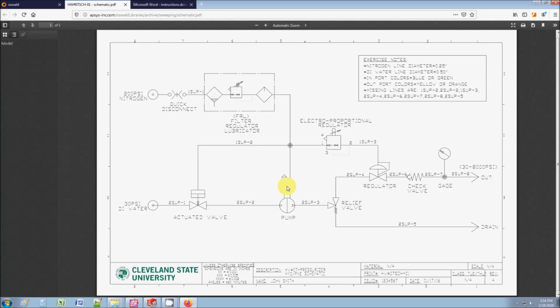Also, another piece I want to talk about is the check valve. The check valve just means that the fluid can only go one direction, meaning the fluid can go this way, but it cannot go backwards. So this is to prevent a backflow or something like that, to prevent damage to the upstream hardware.